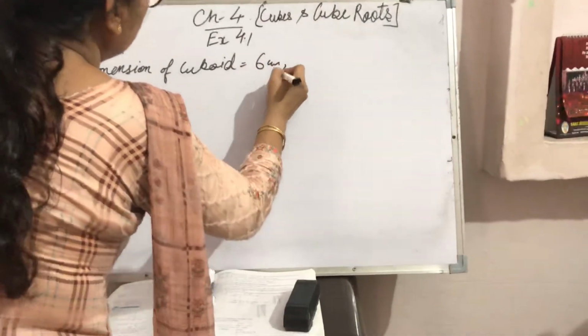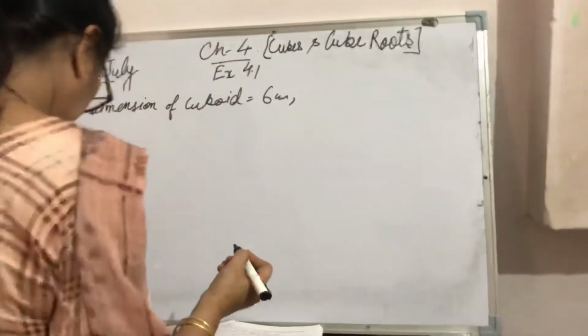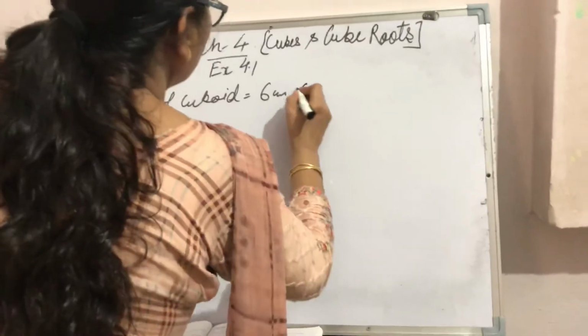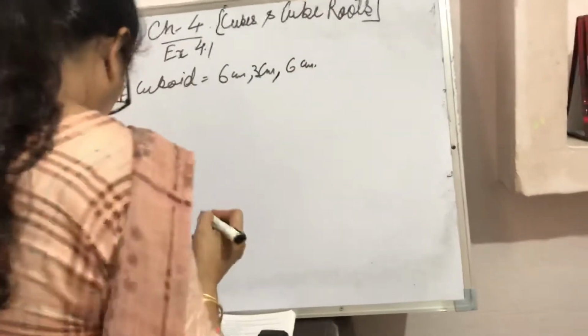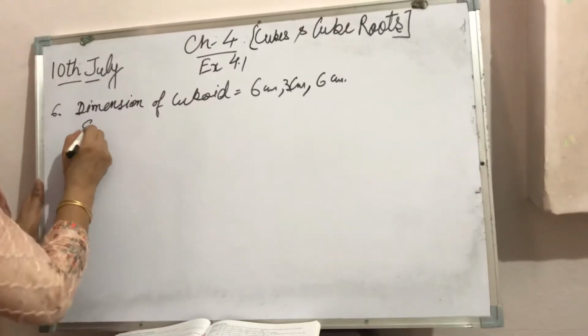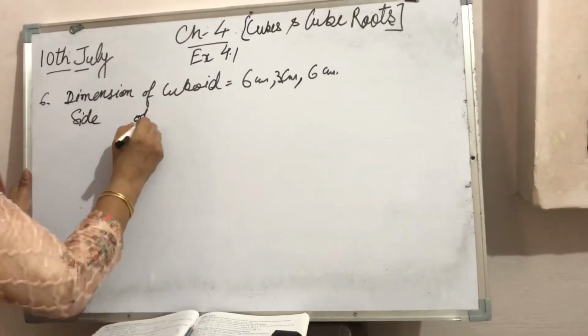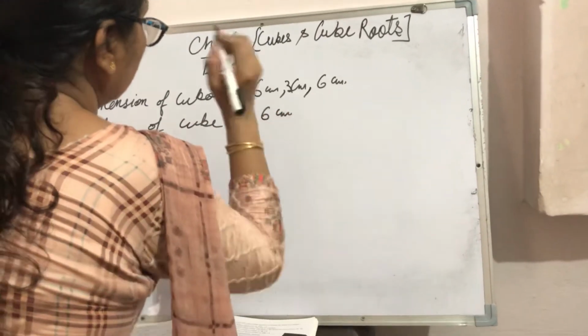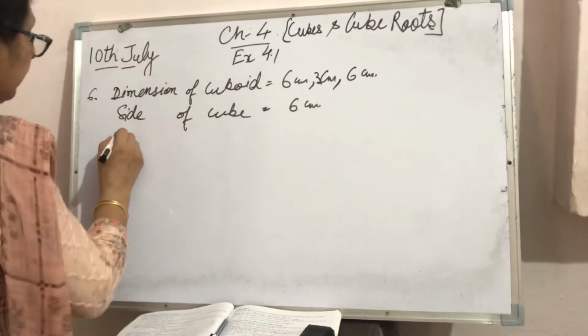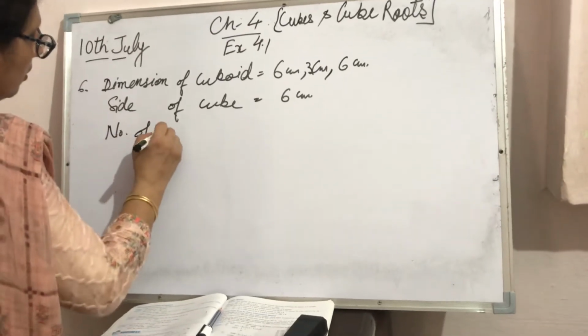6 cm, 3 cm and 6 cm. Then side of cube, 6 cm. We have to find the number of cubes.